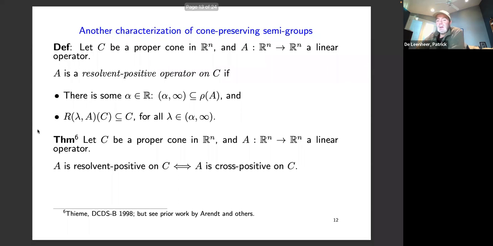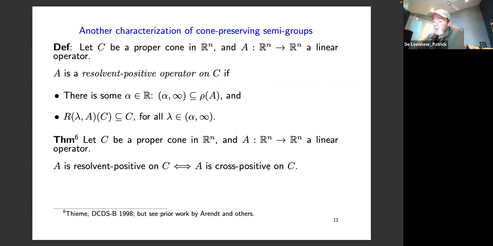Okay. Here's another characterization, a third characterization of cone-preserving semigroups. Actually, you know what? I'm going to skip it given time because I want to spend a little bit more time on the example. So the main theorem here, I'll just do it very quickly.